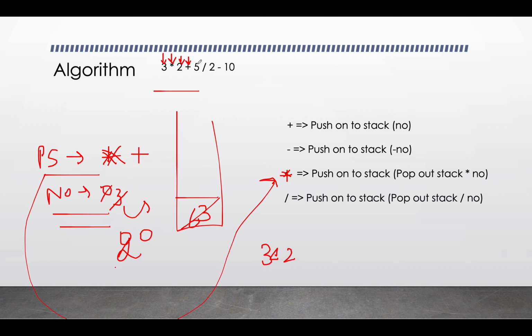Then you move ahead, and you see 5, so the number gets replaced by 5. Again there comes division, and since it's an operator, you need to do the processing. The previous sign is plus, so you need to push it onto the stack. So 6 already exists, and then you add 5. You make a reset, the number becomes 0, and the previous sign gets replaced by division.